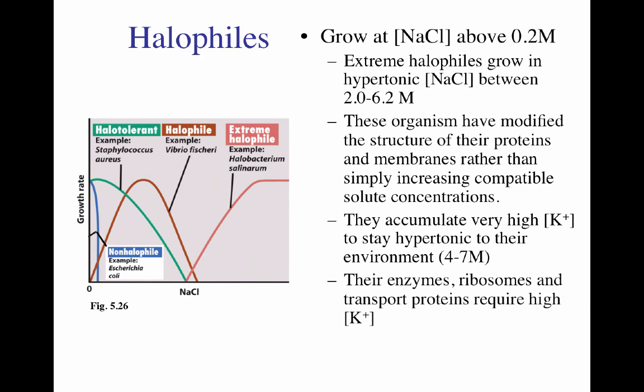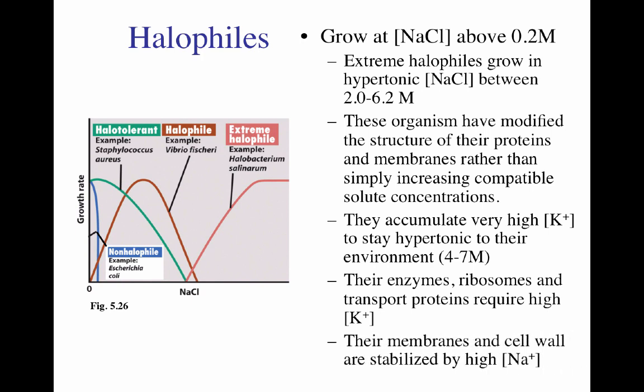Because of that high concentration of potassium, their enzymes, the ribosomes, and the transport proteins are all going to require a high concentration of potassium. Now, their membranes on the outside are stabilized by high sodium concentrations because that area of the cell is exposed to that high concentration of sodium. So they have the high concentration of sodium on the outside that stabilizes the membrane. They have a high concentration of potassium on the inside, and therefore all their enzymes and molecules require and thrive in that high potassium concentration.